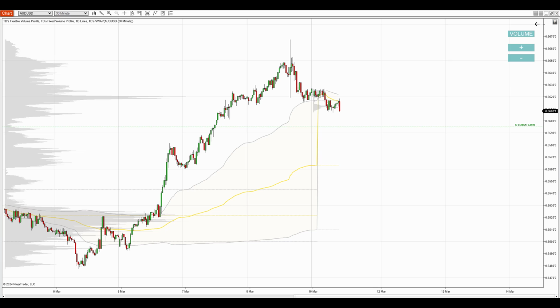What you see before you is the NinjaTrader 8 platform with my custom-made volume profile and VWAP indicators. The chart before you is a 30-minute time frame of the Australian dollar, US dollar, and I would like to talk about this support which formed on Thursday, and it is at 0.6595. And it is based on a combination of two trading setups.